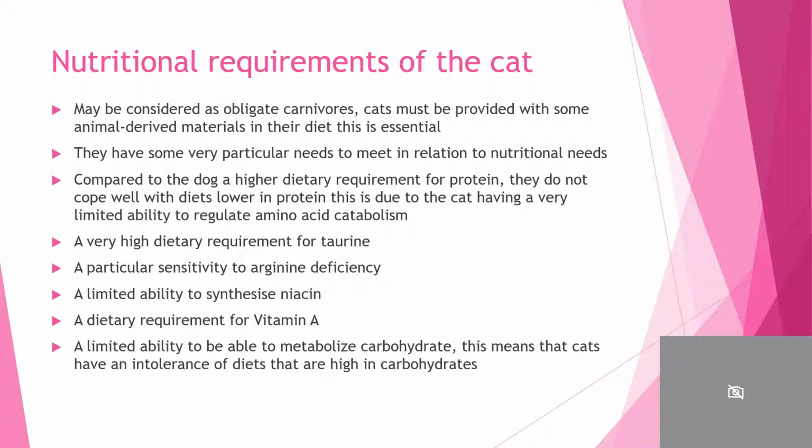Compared to the dog, they have a higher dietary requirement for protein. They do not cope well with diets lower in protein, and this is due to the cat having a very limited ability to regulate amino acid catabolism. They have a very high dietary requirement for taurine. They have a particular sensitivity to arginine deficiency, a limited ability to synthesize niacin, a dietary requirement for vitamin A, and they also have a limited ability to metabolize carbohydrates. This means that cats have an intolerance of diets that are high in such carbohydrates.